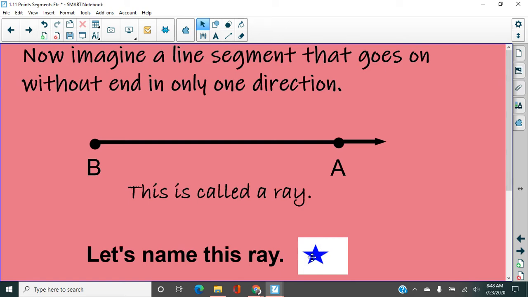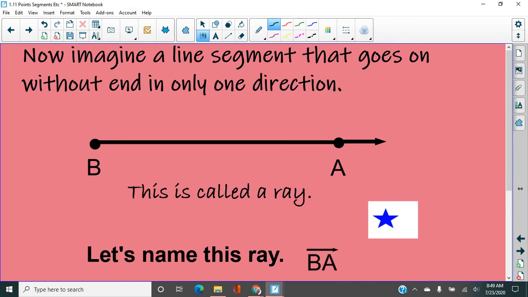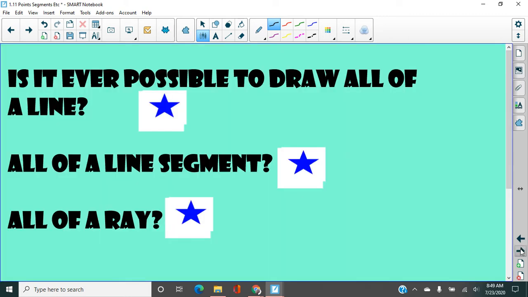Now, this ray, you'll notice that there's not two names to this ray like there were for the line segment and the line. With a ray, the letter that you write first has to be the letter that it starts at, even if the ray is pointed a different direction. Let's say I had a ray pointed this direction, and this was point X, and this was point Z. This ray starts at X, so when I write the name of the ray, I have to write the X first, wherever the ray starts.